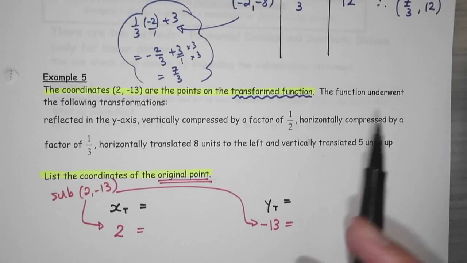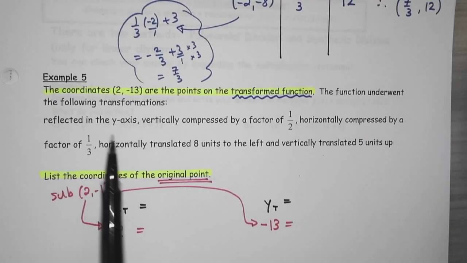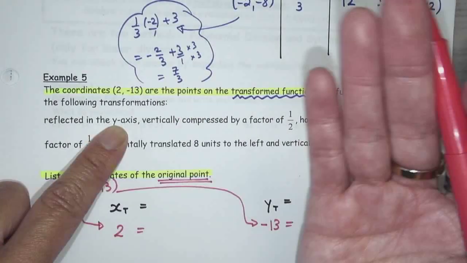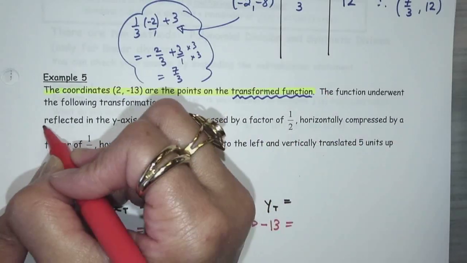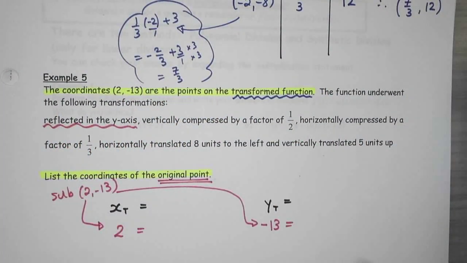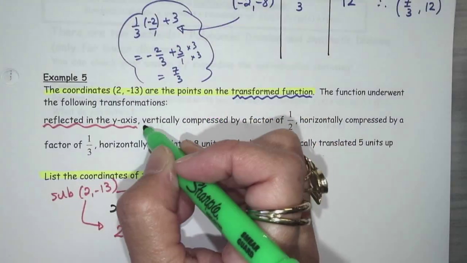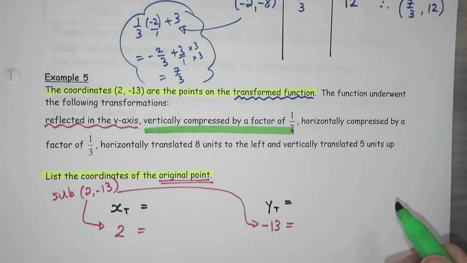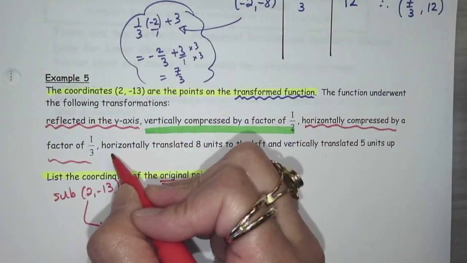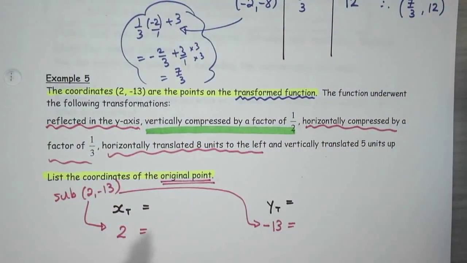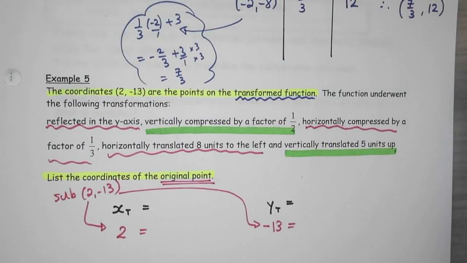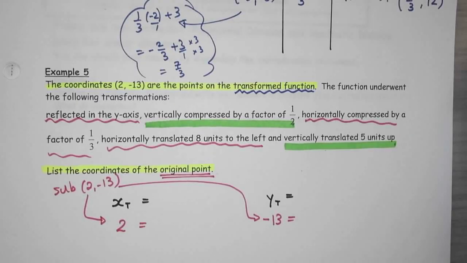So we're putting it in the answer, not finding it, not subbing it in, but putting it to the left side. So here, the function underwent reflection in the y-axis. So reflection in the y-axis means I flipped it over the y-axis. That's horizontal. Vertically compressed, I'll use green. So this is vertical. Okay. Horizontally compressed, that's horizontal. Horizontally translated, and this one is vertical. I separate it so I know vertical and horizontal.